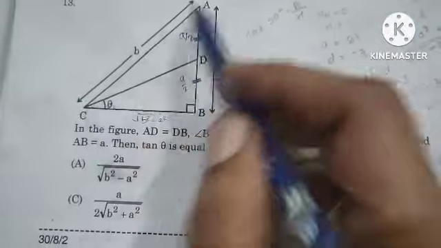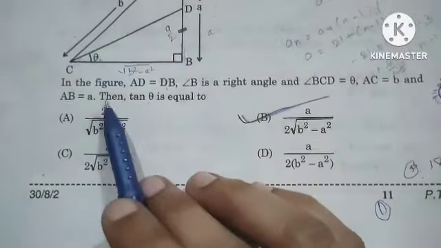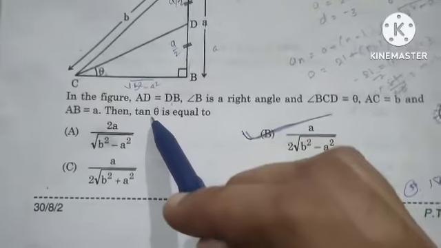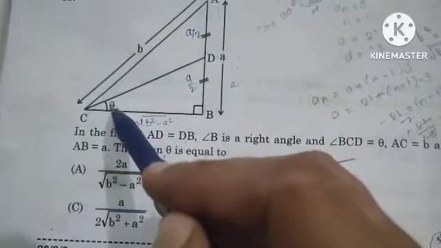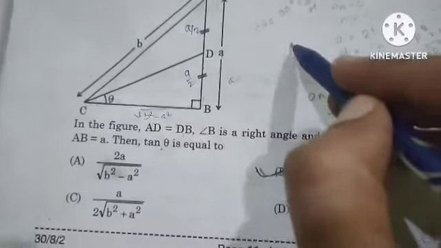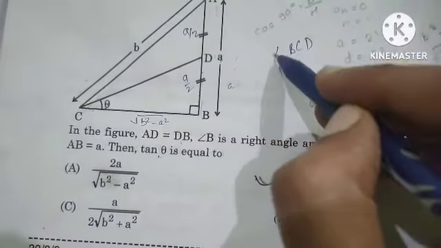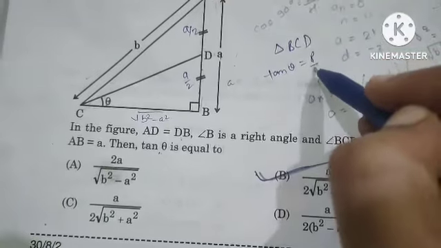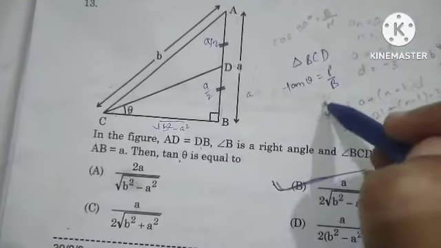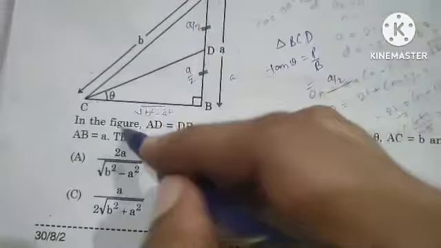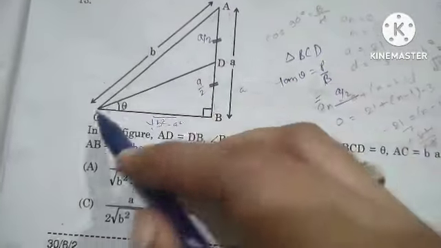This length will be equal to B, and AB is equal to A. We have to find tan theta, and angle theta is given in this triangle BCD. Take triangle BCD, and tan theta is equal to P by B, perpendicular upon base. Put the value of perpendicular. It is given A by 2, and firstly you have to find the base.